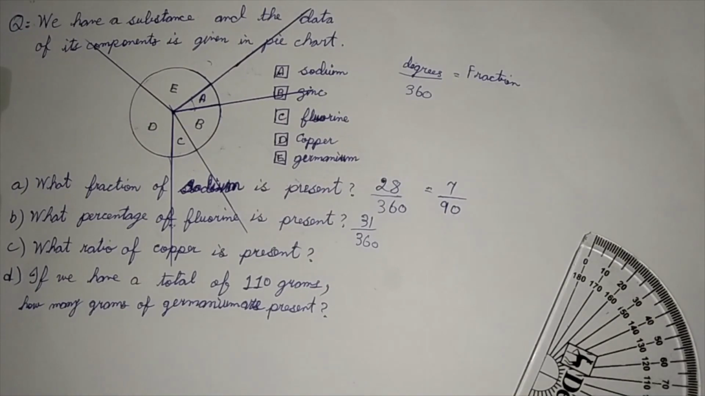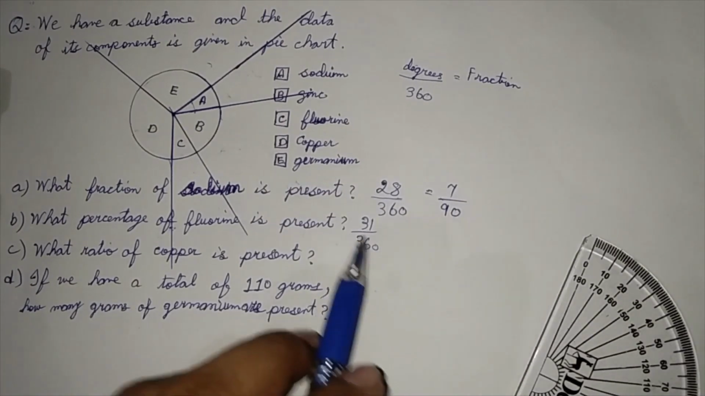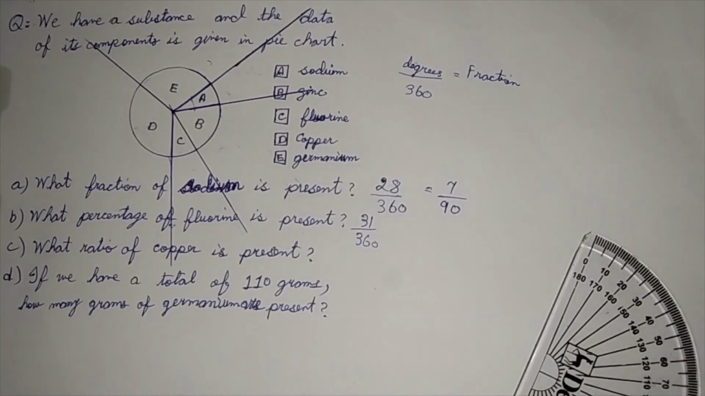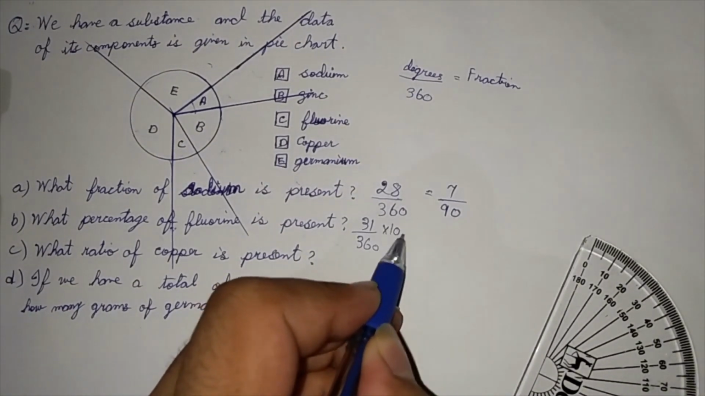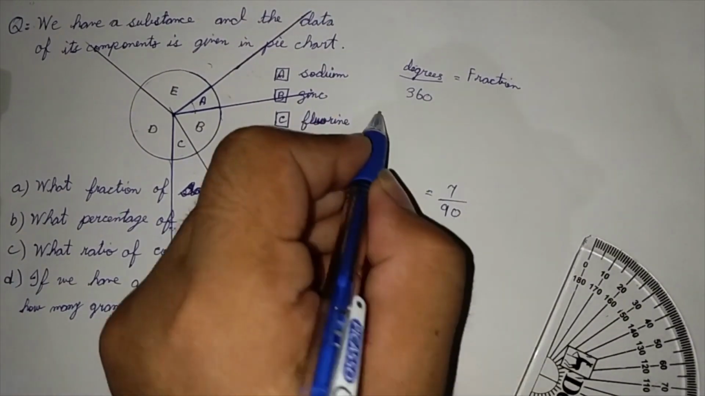Now here we have the fraction 31 by 360, and now if I multiply this by 100, let me write the formula.